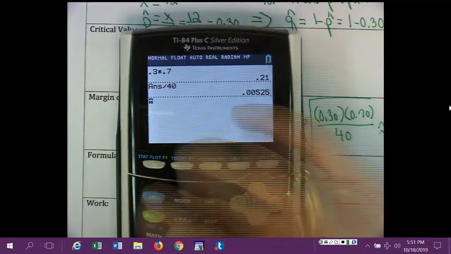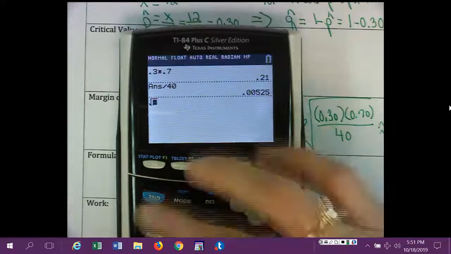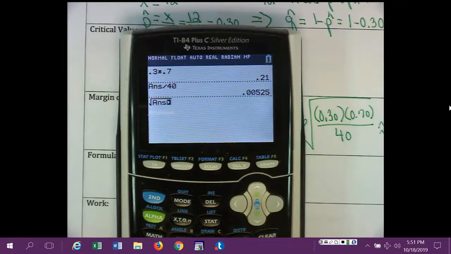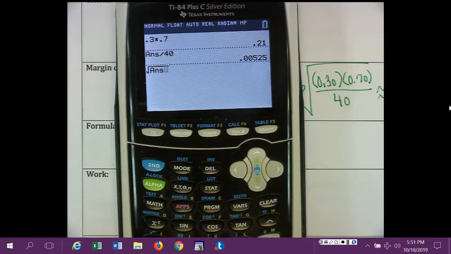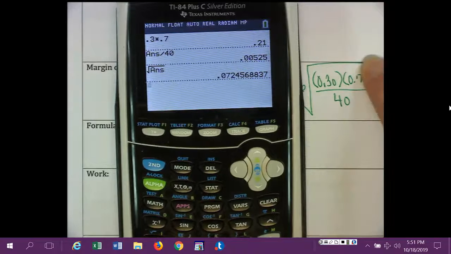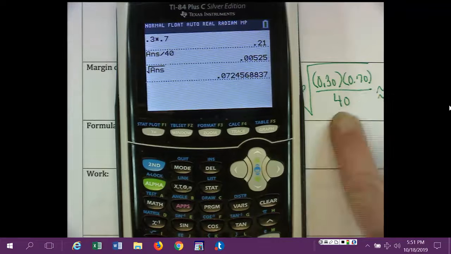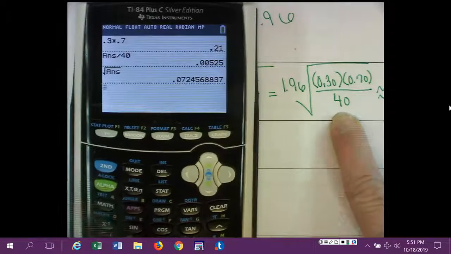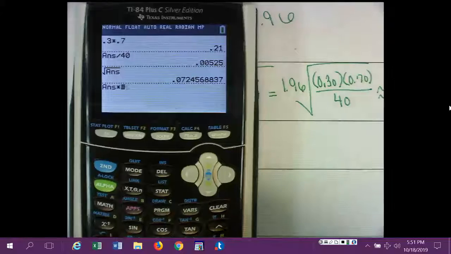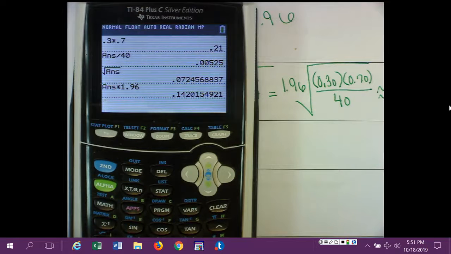Now I'm going to take the square root of that number. I do second square root of second answer because I don't want to retype that number. Enter. This number is the square root of p hat times q hat divided by n. So the last thing I would need to multiply by is the critical value, 1.96. The E, or margin of error, is 0.1420 if you round accurately to 4 places. So I'm going to put that in my calculation.